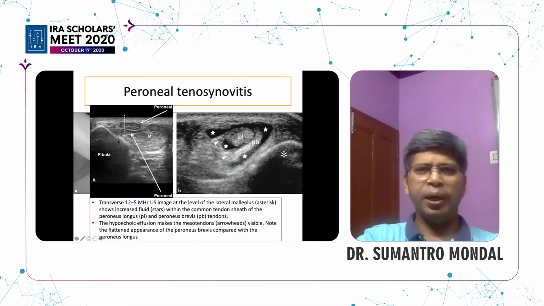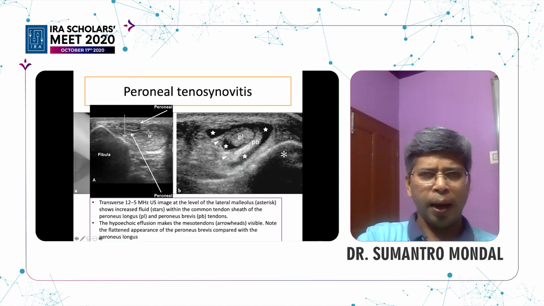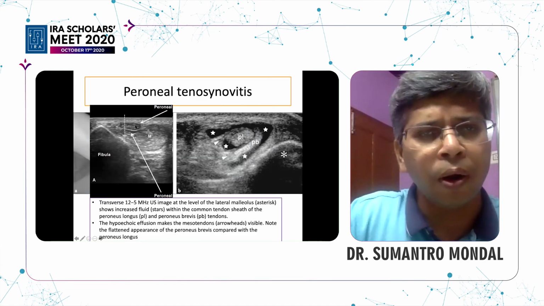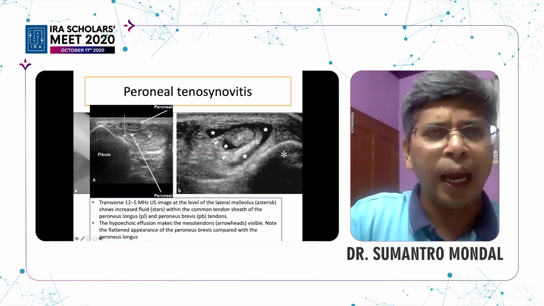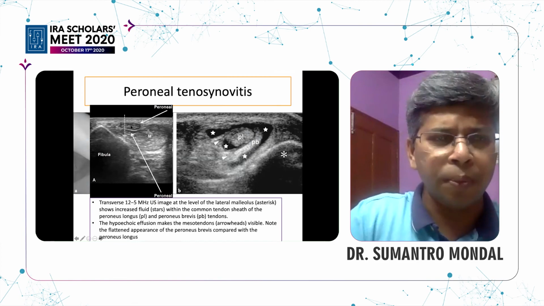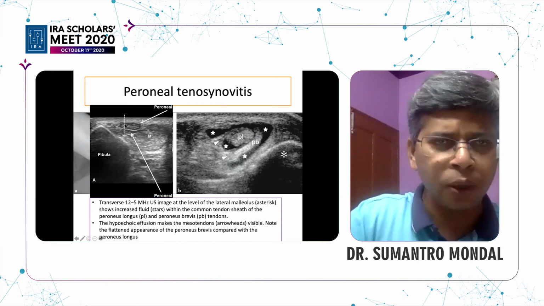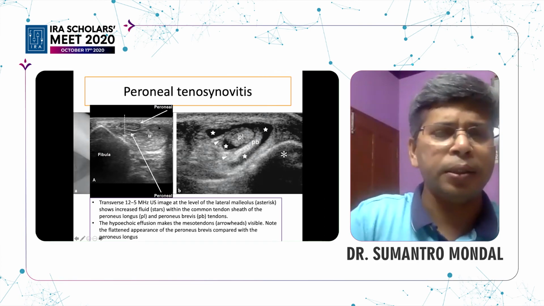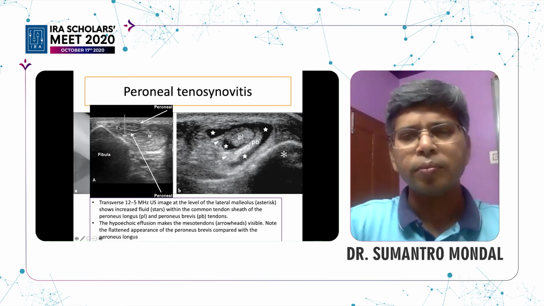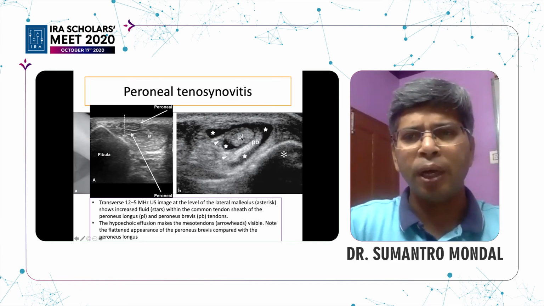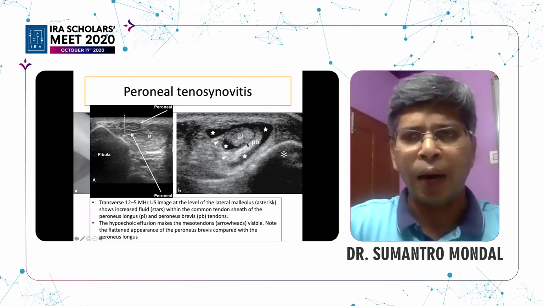And this is the normal peroneal tendon, this one. The normal peroneal tendons, peroneus longus and brevis, are very close by, and there is only a septum which separates them, and sometimes they may not be visible. So the peroneus brevis is near the bone, and the longus is this one. It looks like a single tendon sheath, but it has got two tendons. So this is the pathology, peroneus longus, peroneus brevis. When there is fluid around the tendons, the structures become easily identifiable.